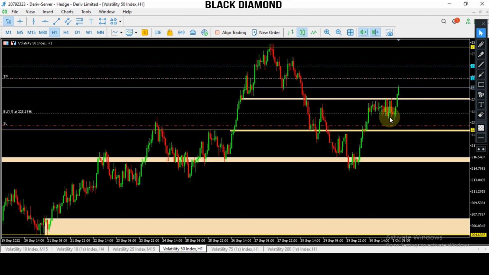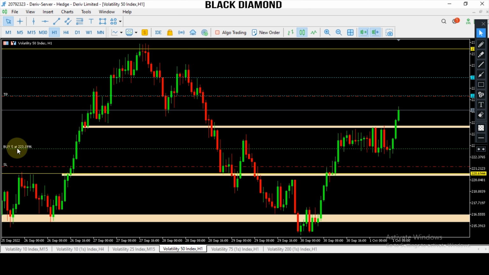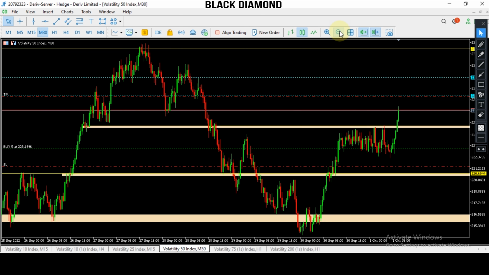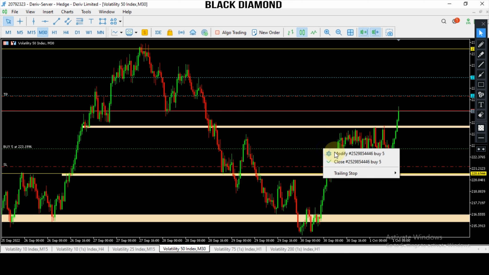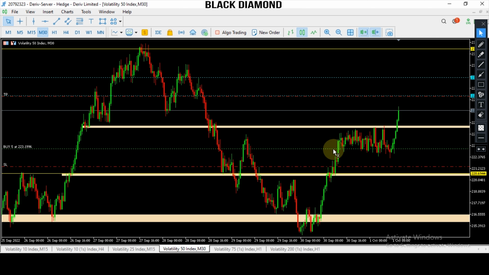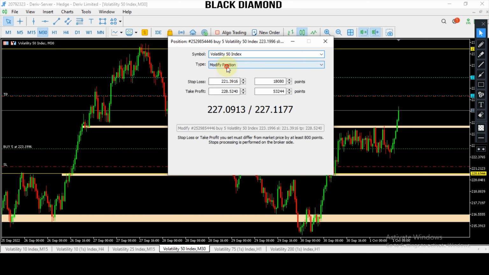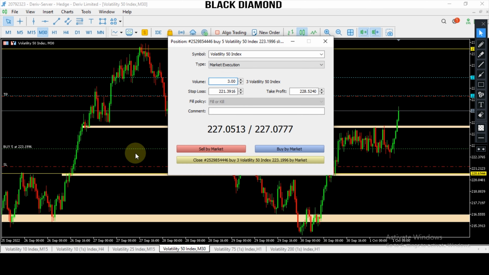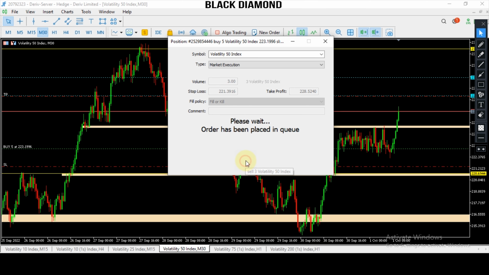So you can see we have pushed all the way up. We have broken above this previous resistance over here. And since we've got 5 lots, what I'm going to do right now is take partials and hold the rest to my TP over here. So I'm just going to go ahead and close 3 lots and remain with 2, from 5.